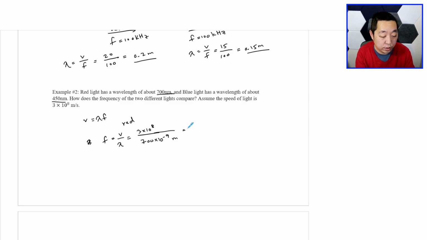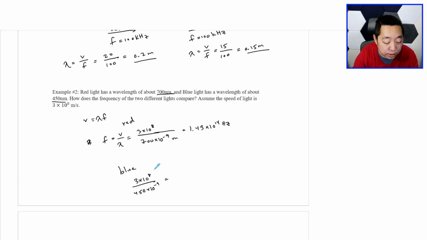Okay. So we look at this, 3e8. It's 1.43 times 10 to the 14 hertz. Okay. And for blue light, it's going to be 3 times 10 to the 8th divided by 450 nanometers. So this is going to have a higher frequency, right? 6.67 times 10 to the 14 hertz, right? Because if it has a smaller denominator, it's going to end up with a bigger result. So that's it. Those are pretty much the only kinds of calculations you do with that equation.